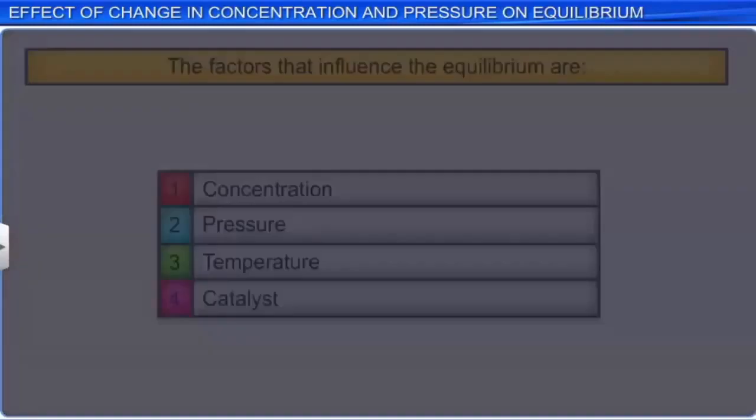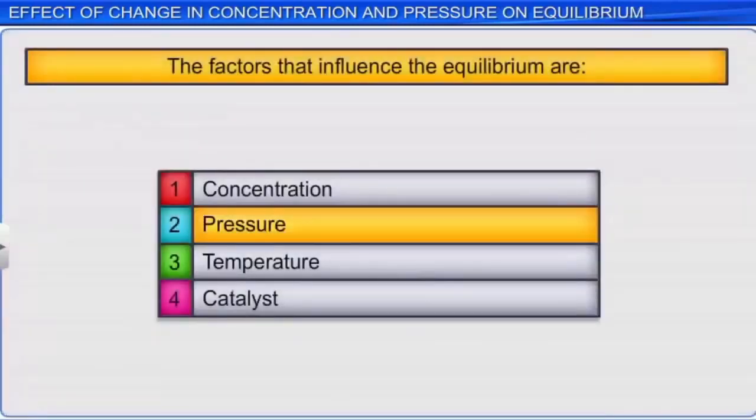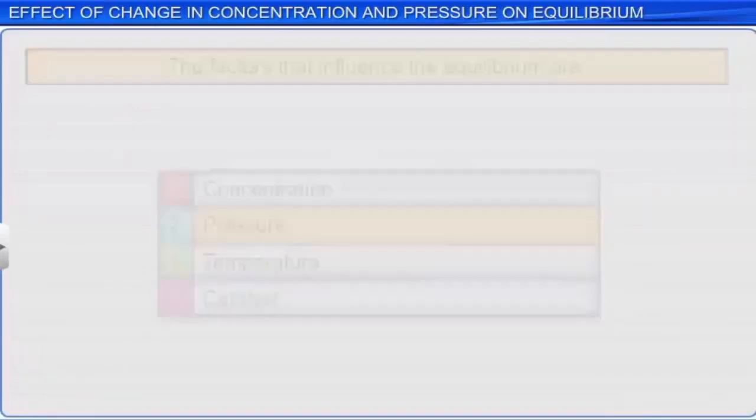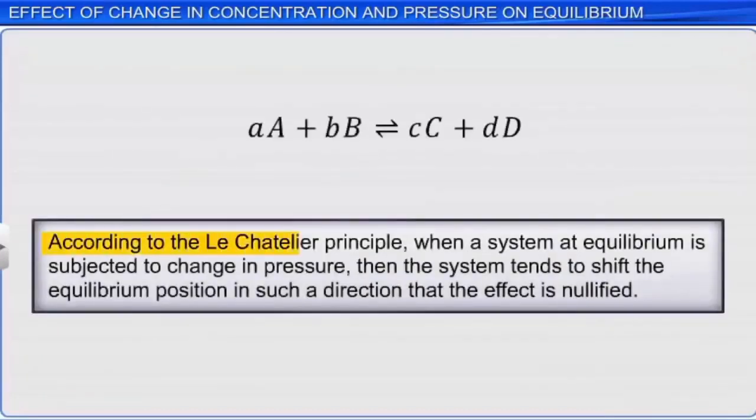Let us now study the effect of pressure change on a system at equilibrium. According to Le Chatelier's principle, when a system at equilibrium is subjected to a change in pressure, the system tends to shift the equilibrium position in such a direction that the effect is nullified.